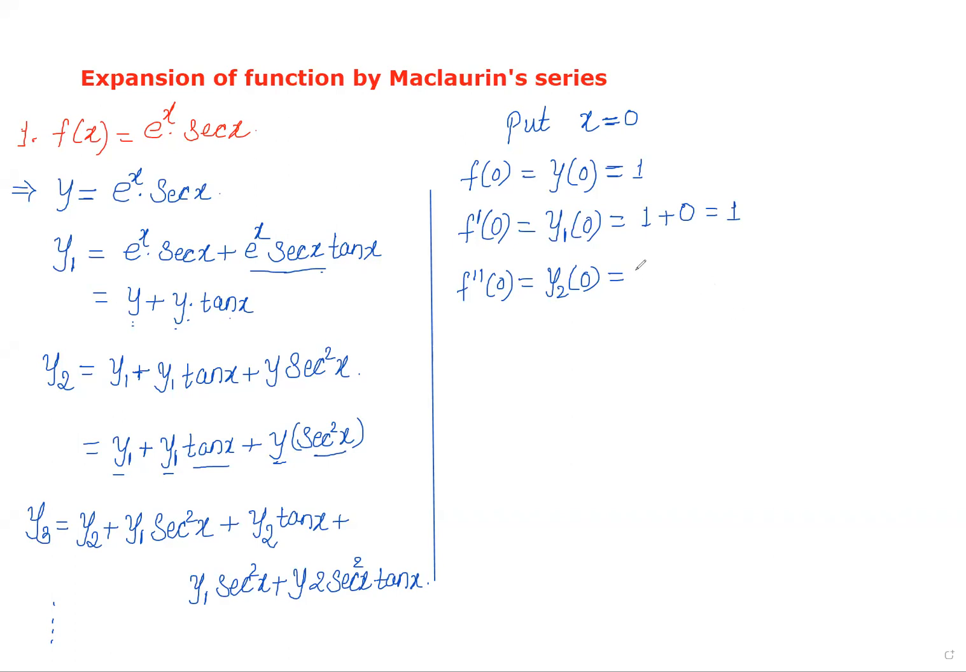So what are we getting here? First term, that is 1, plus 0, plus 1. Again here it is 1. It is equal to 2.